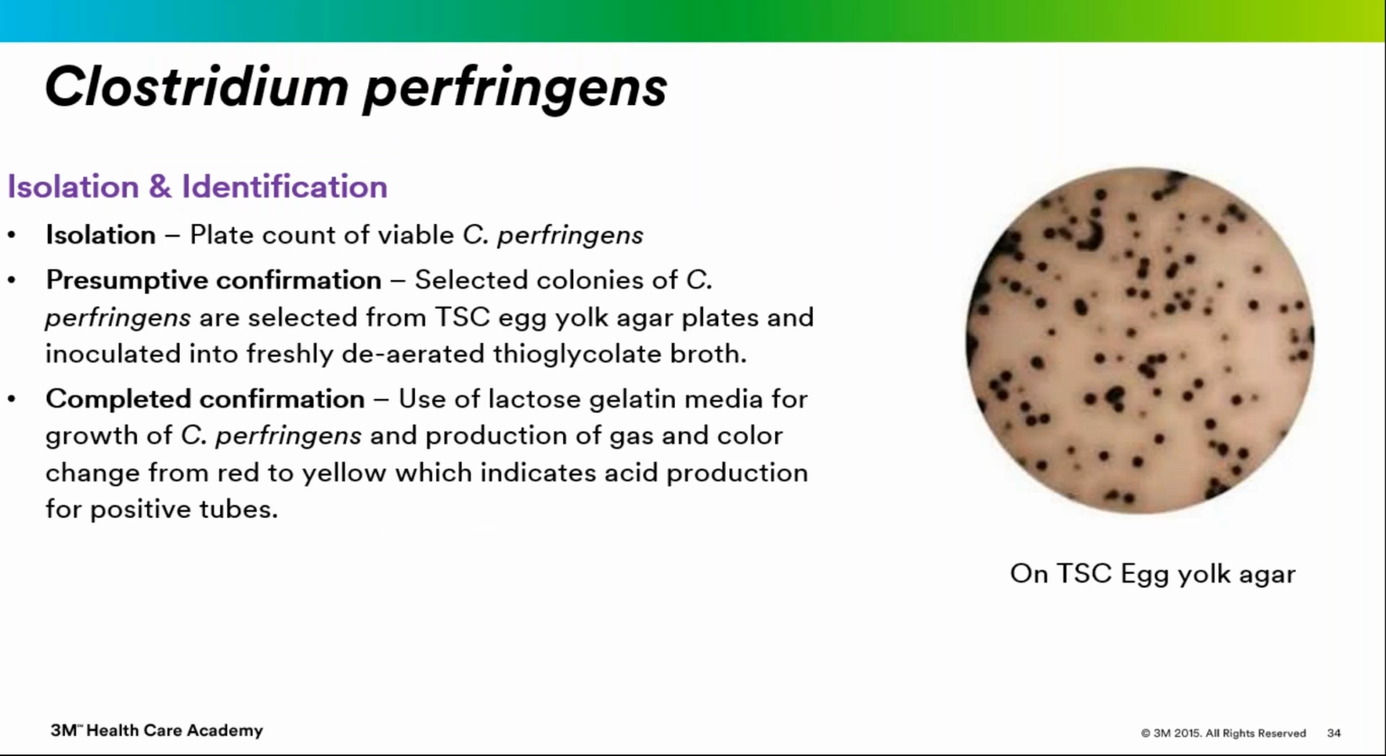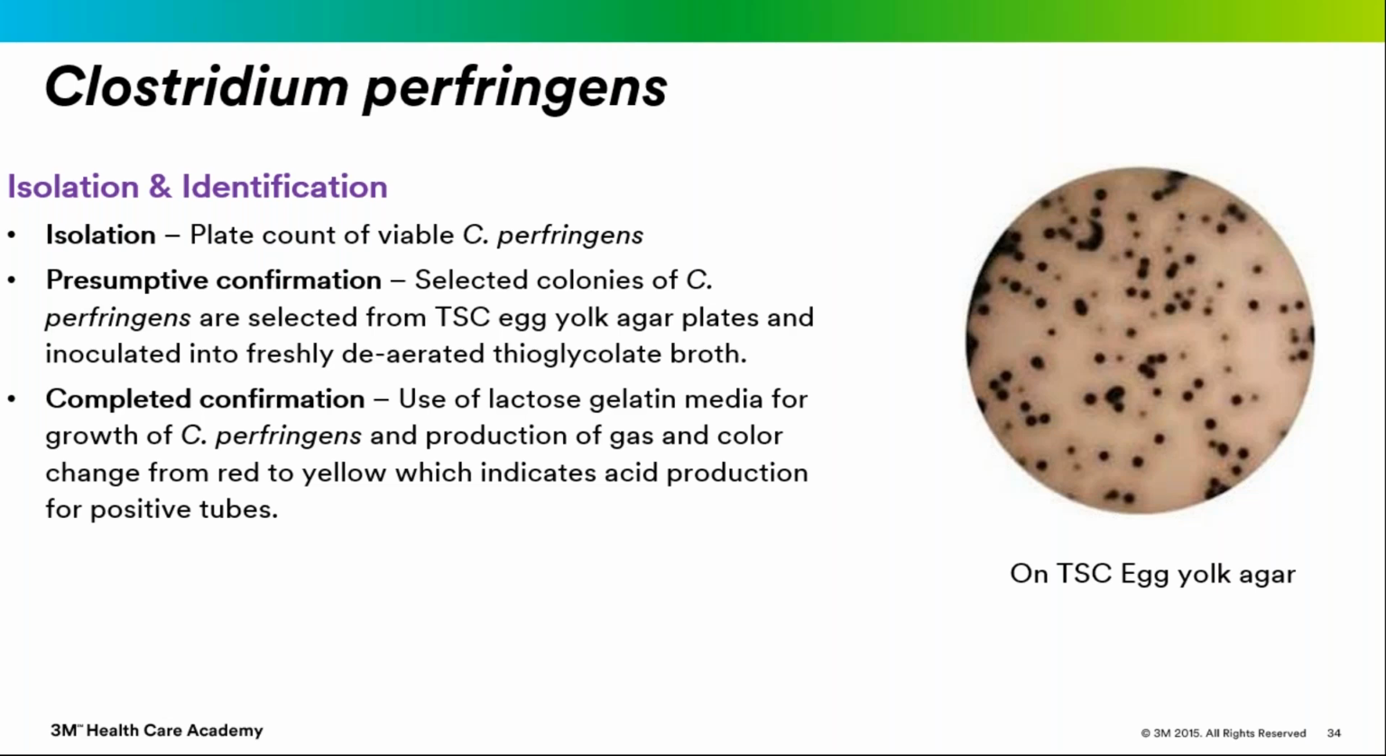Let's talk about the isolation and identification. First step is the isolation, the selective followed by the presumptive confirmation. The selective colonies of Clostridium perfringens are selected from TSC egg yolk agar plates and inoculated into freshly de-aerated thioglycolate broth, which is followed by the biochemical confirmation.